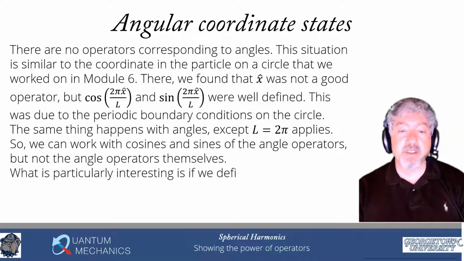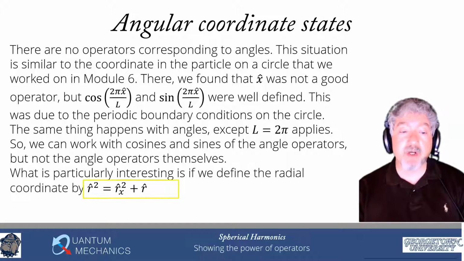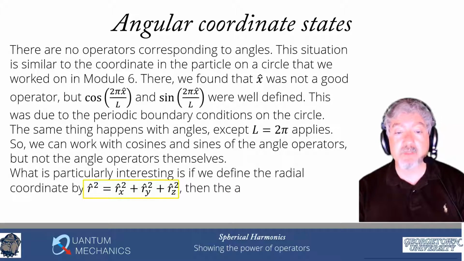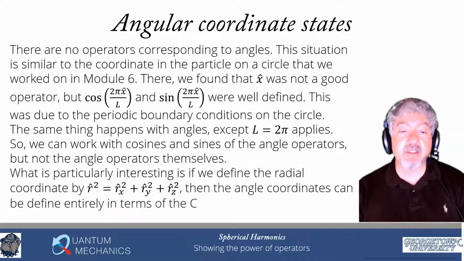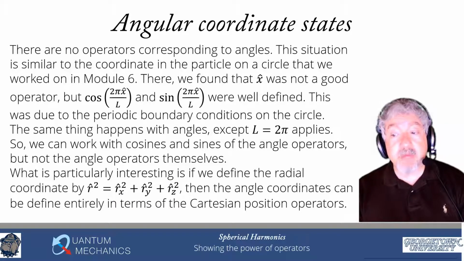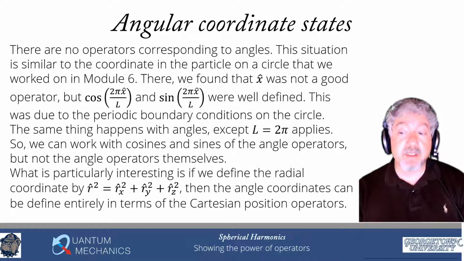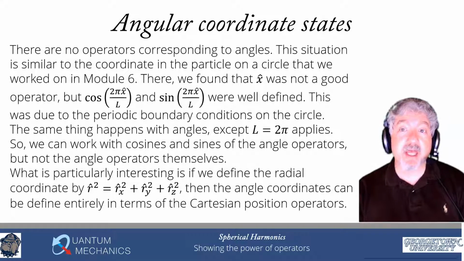So what is particularly interesting is if we define the radial coordinate by r squared equals r x squared plus r y squared plus r z squared, then the angular coordinates can be defined entirely in terms of the Cartesian position operators. We're going to have to take a square root, and taking the square root of an operator is something that is rather natural. The square root operator has the same eigenfunctions as the operator. It just has eigenvalues that are given by the square root of what the eigenvalues were for the squared operator.